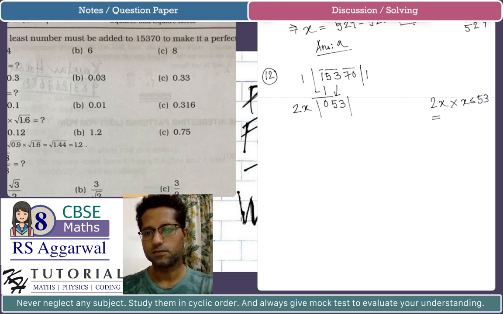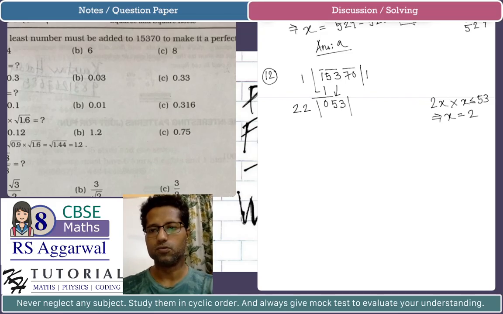This implies x is equal to 2. So x will be equal to 2. We have to add 2 to the quotient, and we have 22 into 2, 44. We subtract 44 from the dividend and we get 9, and then we bring down the next period, and we get the next dividend as 970.